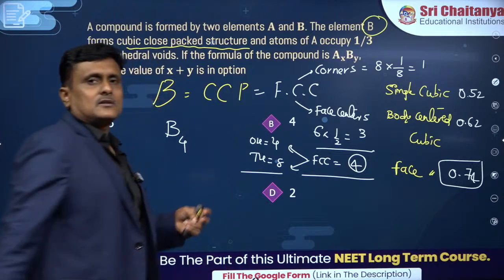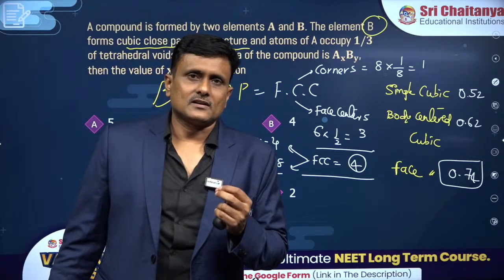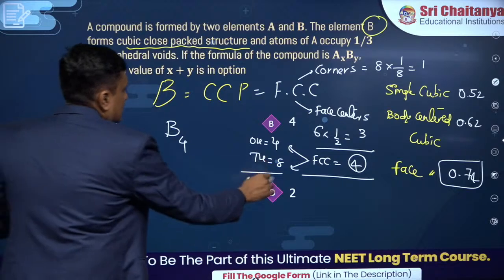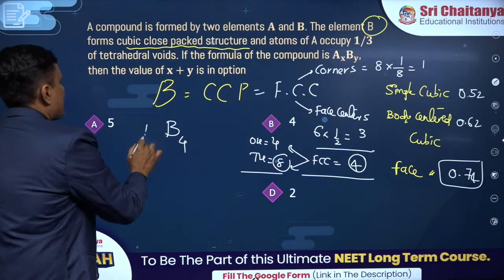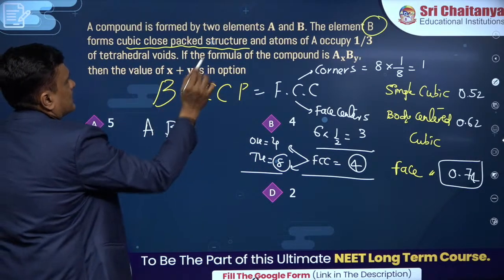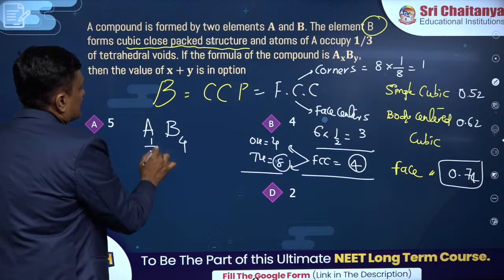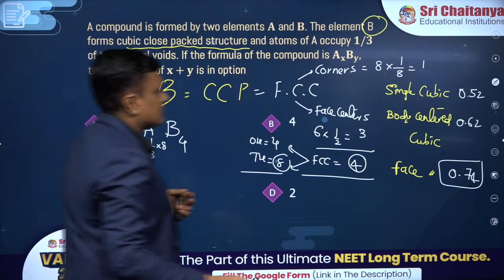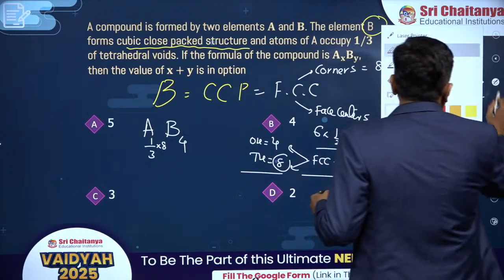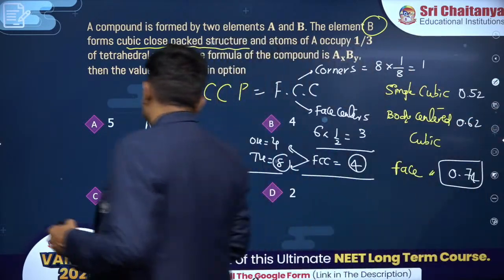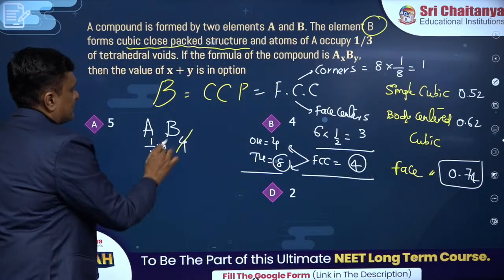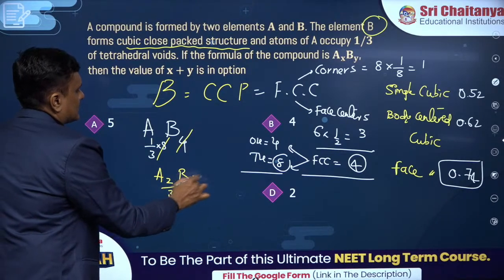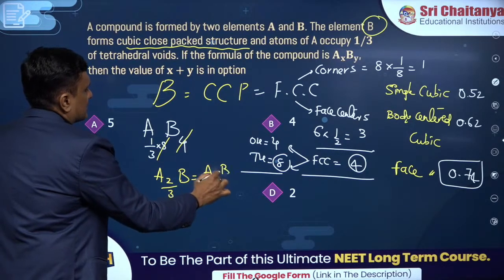Remember this. Octahedral voids is equal to the rank and tetrahedral void is double the rank. So you can see tetrahedral void, which is occupied by A, is how many? 1/3. 1/3 of 8. Now when I am striking this off, you can see the common factor 4 is there. You guys can see, right? So this will become what? A 2 by 3 and B. Otherwise you can write it as A 2 B 3.